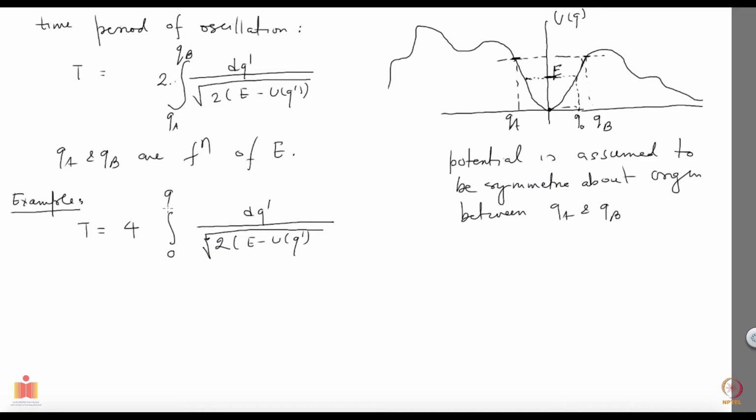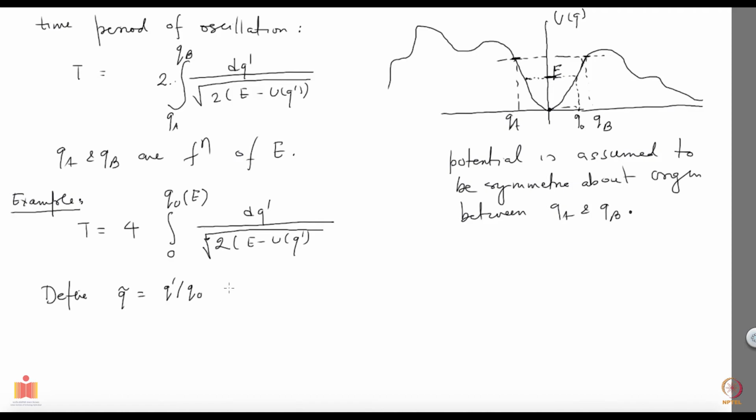Zero to Q0. I hope that point is clear. The sole reason why I took it symmetric around this was this symmetry. Okay, that's nice. And of course your Q0 is determined by energy. So let me write Q0 is a function of energy. Now what I want to do is the following. Let's define Q tilde to be Q prime over Q0.